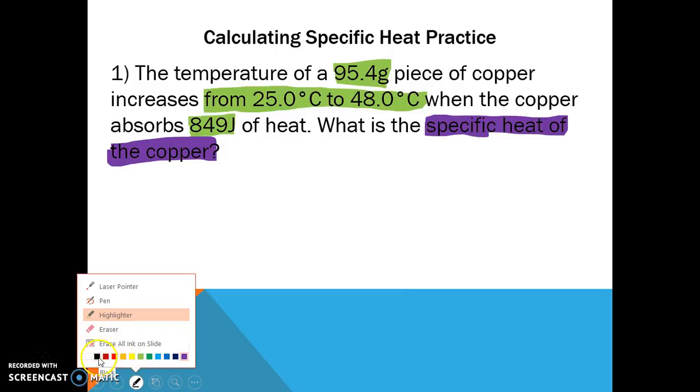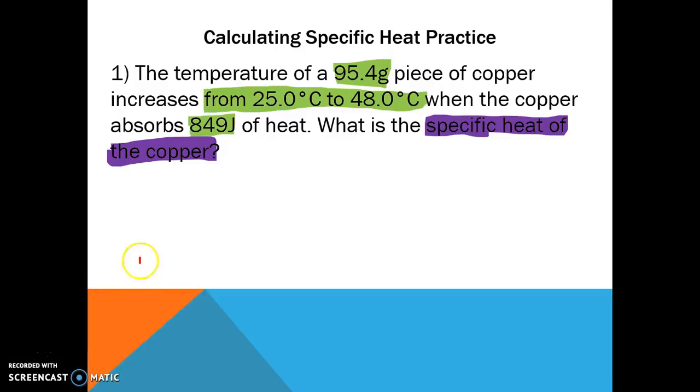The next thing I want to do is figure out what kind of problem this is. Well, this is one where I want to use an equation, and all of the problems in this unit are going to use this equation. We've got Q equals mc delta T, which looks like it has a lot going on, but it's not all that bad. Remember, Q stands for heat, or the quantity of heat. M is for mass. C is for specific heat capacity or specific heat. And delta T is the change in temperature.